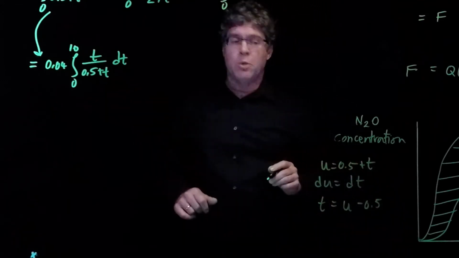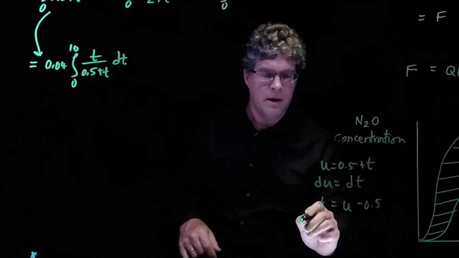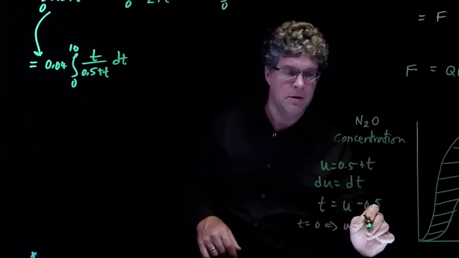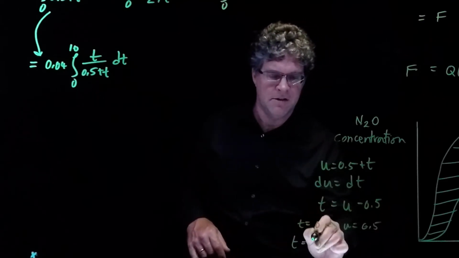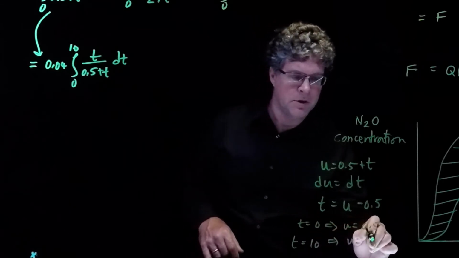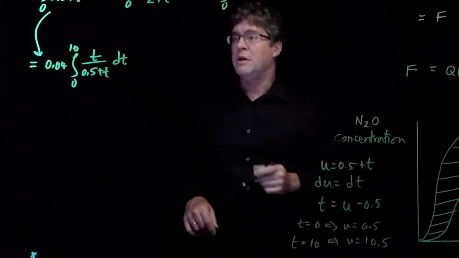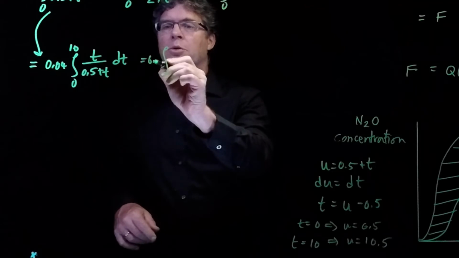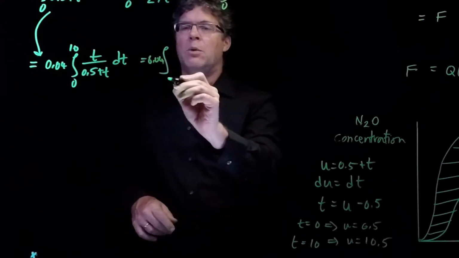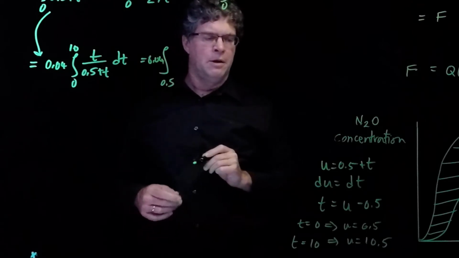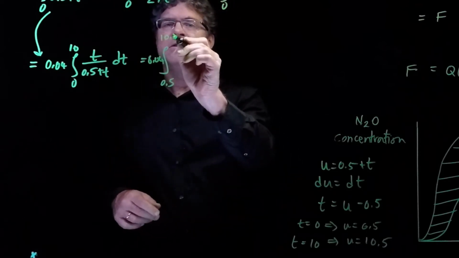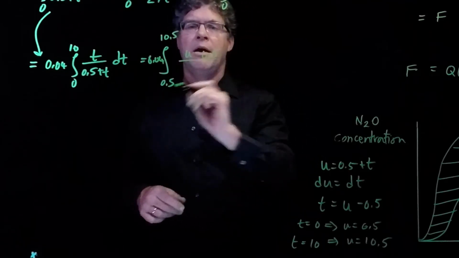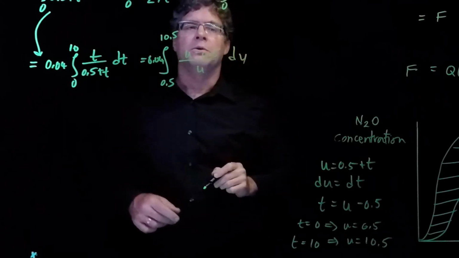So we want to look at the endpoints, though. If t is equal to 0, u is going to be 0.5, and if t is equal to 10, u is going to be equal to 10.5. And so we'll use this when we use the method of substitution for a definite integral. We'll put the 0.04 in there first, and now we'll go from 0.5, which is a lower endpoint of integration, to 10.5. This is the upper point of integration. We'll go u minus 0.5, and we'll put that over u du.